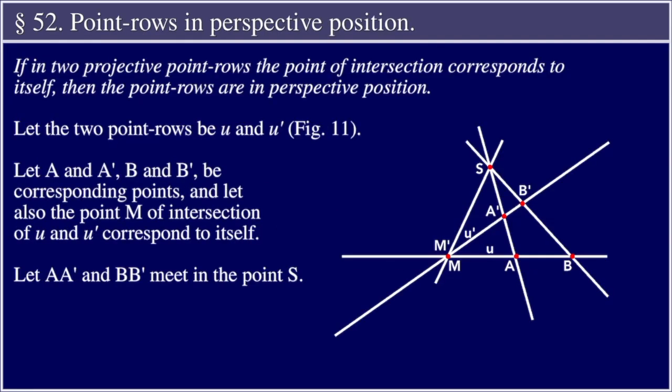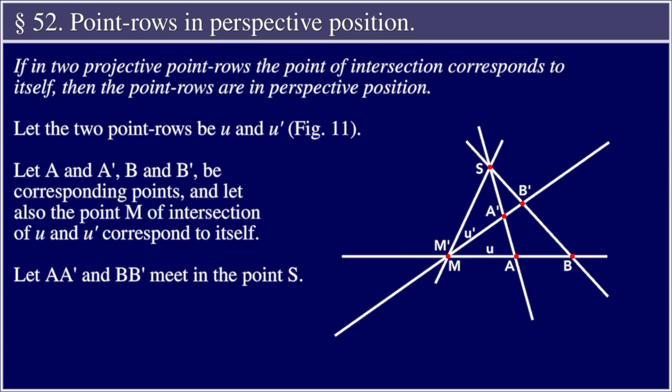Section 52. If in two projective point rows the point of intersection corresponds to itself, then the point rows are in perspective position. Let the 2 point rows be U and U', figure 11. Let A and A', B and B' be corresponding points, and let also the point M of intersection of U and U' correspond to itself.